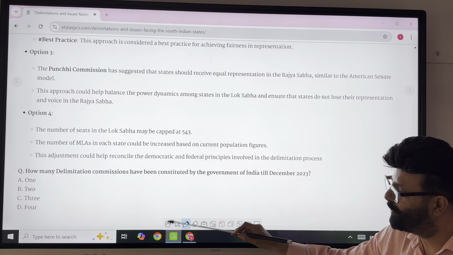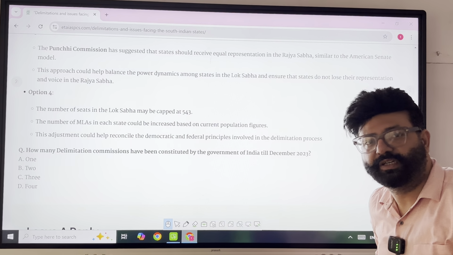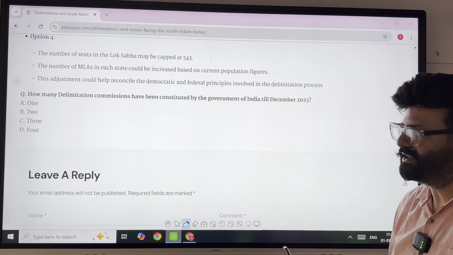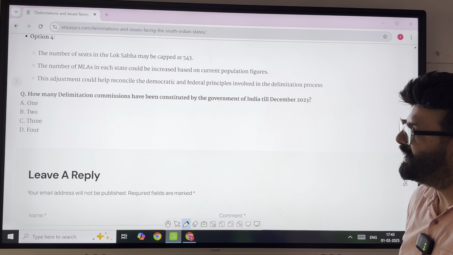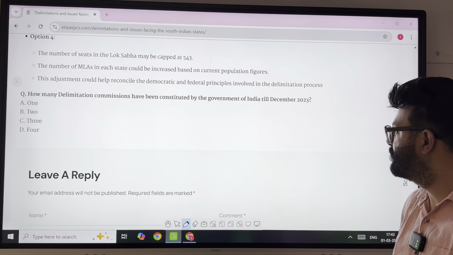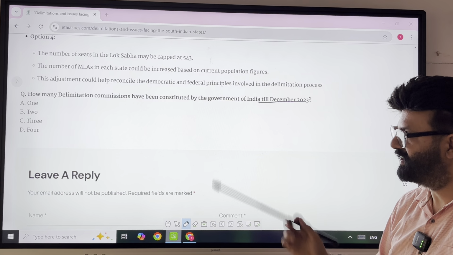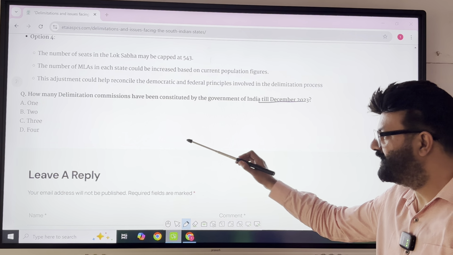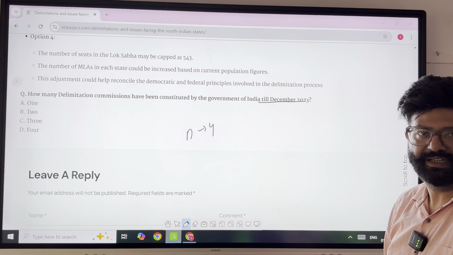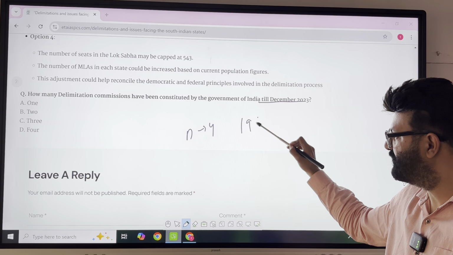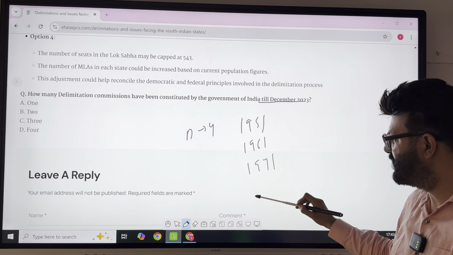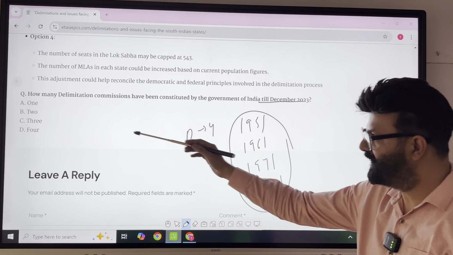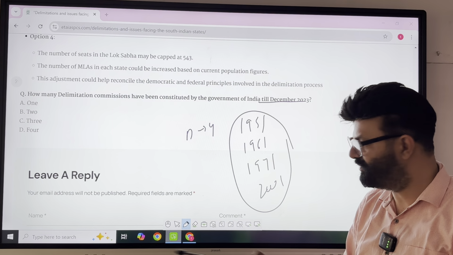So this is very comprehensive topic which we have covered about delimitation. Now this was asked in last year UPSC prelims. So this is UPSC PYQ. So what they have framed, how many delimitation commissions has been constituted by the government of India till December 2023? A1, B2, C3, D4. Now answer should be clear to each and everyone, that is D, 4 is the right answer. Understanding the point? So how it was created, 1951, then 1961 and 1971 and 2001. So this is how the delimitation figures occurred, right? So it has been constituted by the government of India.